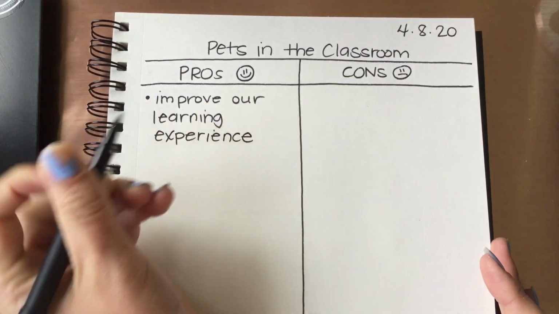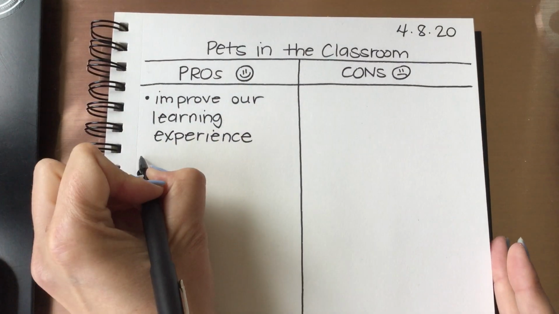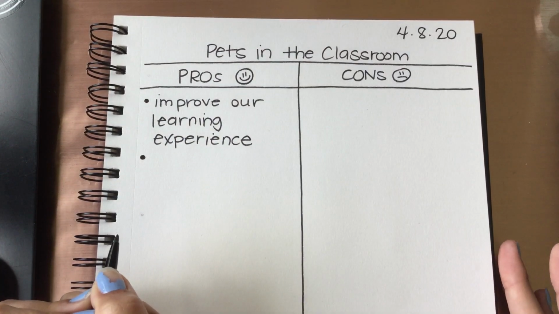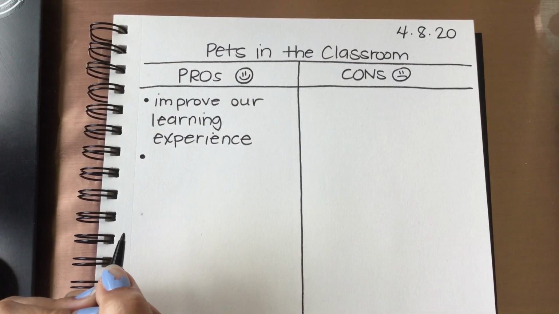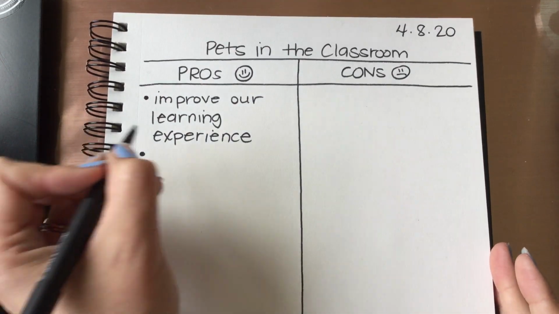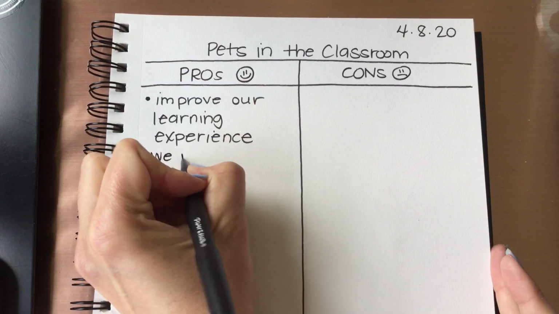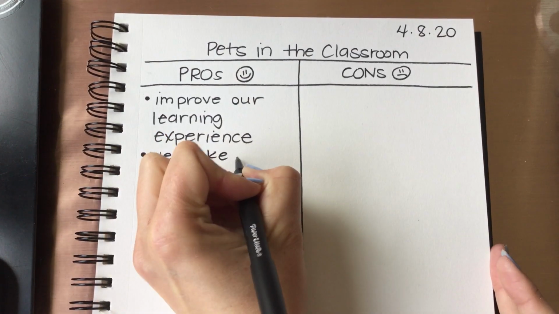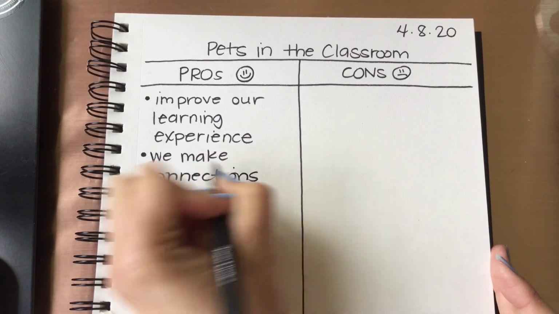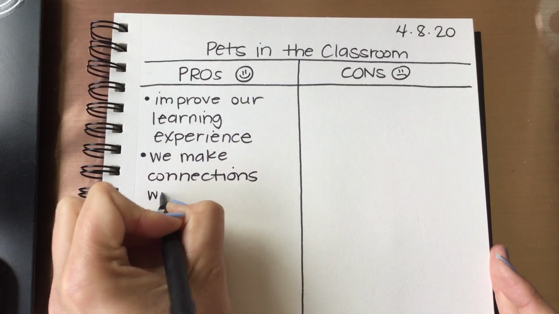If you're writing along, you can write exactly what I'm putting down. If you don't agree with what I'm putting down, then you don't have to put that in there. There's many ideas found in those articles that you can also add to your chart. Another one that I saw was that by having a pet in the classroom, we make connections with the animals around the world.